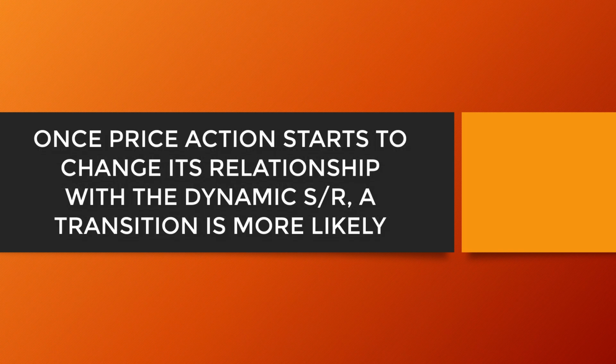Only once the price action starts to change its relationship with the 20 MA and the dynamic support or resistance, that's when we need to be thinking transition. That doesn't mean trend reversal, but it means that the underlying dynamics in terms of the order flow that were supporting a deep trend are changing, and thus it changes the opportunities available to us as traders.